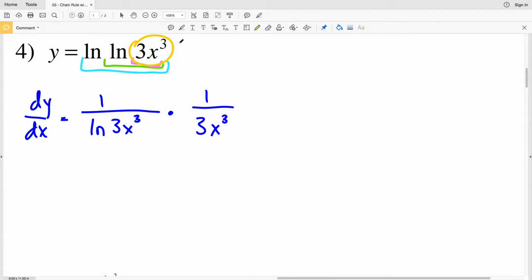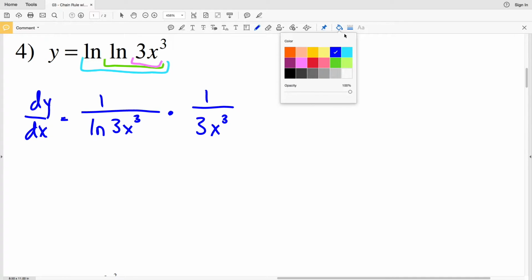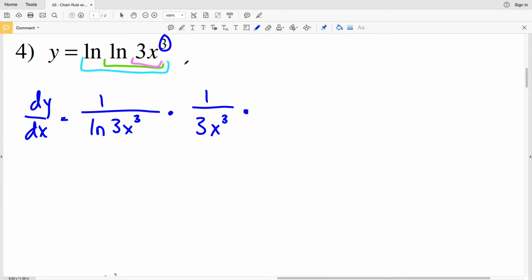And if we want to think of 3x cubed as u, ln of u, that derivative is 1 over u, and then we're plugging u back in, which was that 3x cubed. So then we've taken care of that middle derivative, and now we just have to multiply by that innermost derivative, the derivative of 3x cubed, which 3 will get multiplied by 3 to be 9, so we'll have 9 times x to the 3 minus 1, which is x squared.